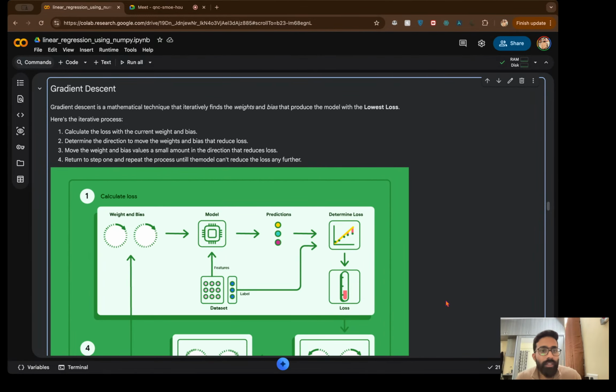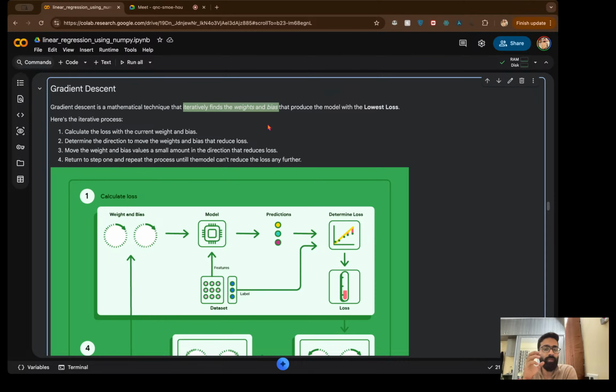So gradient descent is a mathematical technique that iteratively finds the weights and bias that produce the model with the lowest loss. Just with this line you will be able to know what gradient descent is doing. I'll read this again. Gradient descent is a mathematical technique that iteratively finds weights and biases, meaning on every iteration it will give the weight and bias.